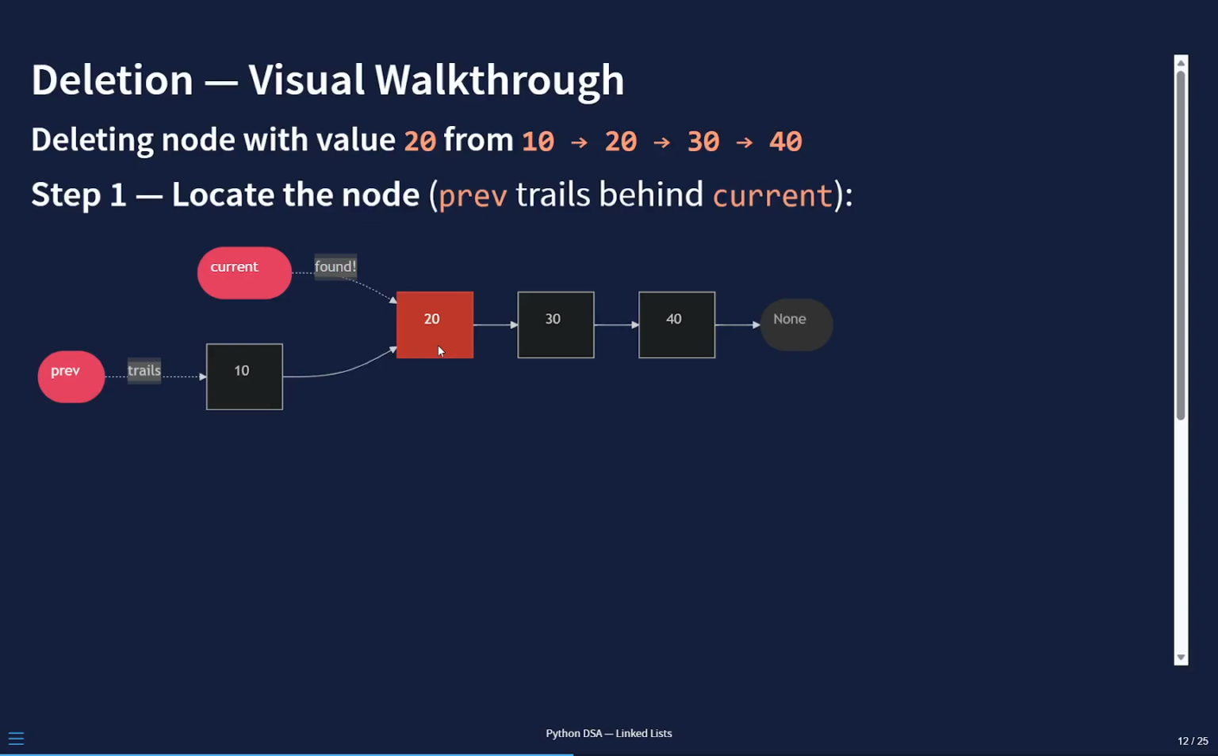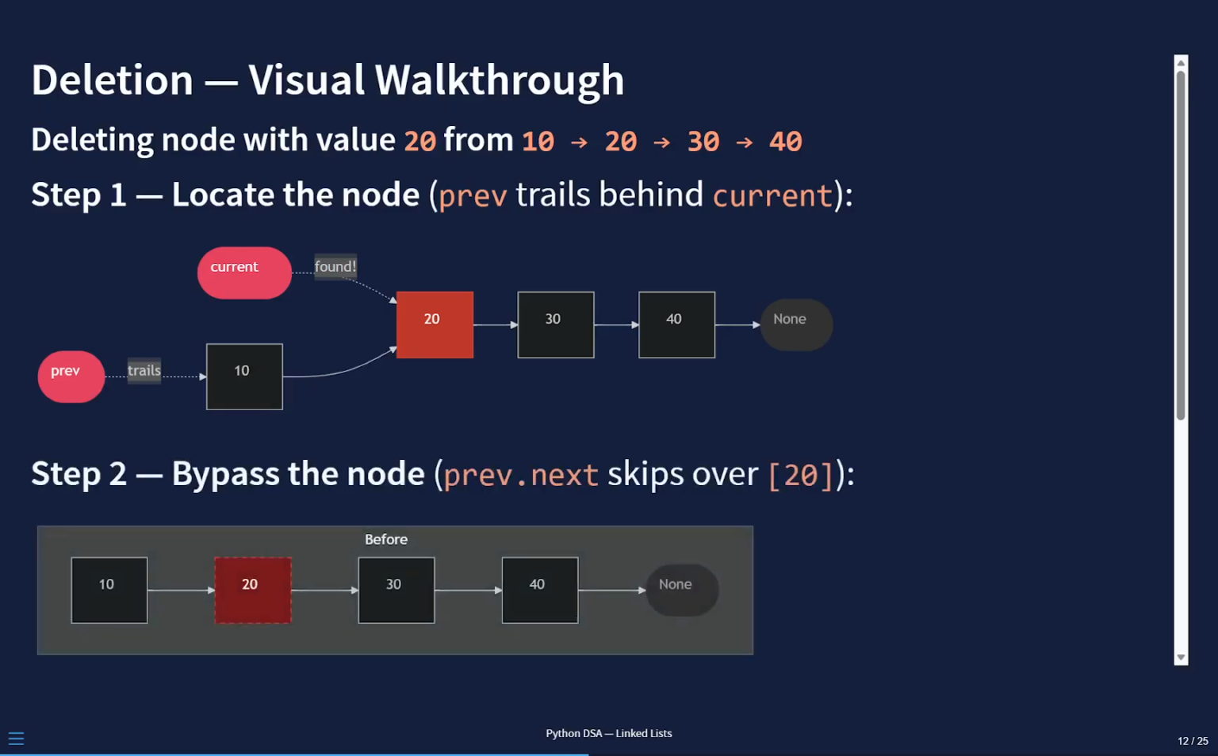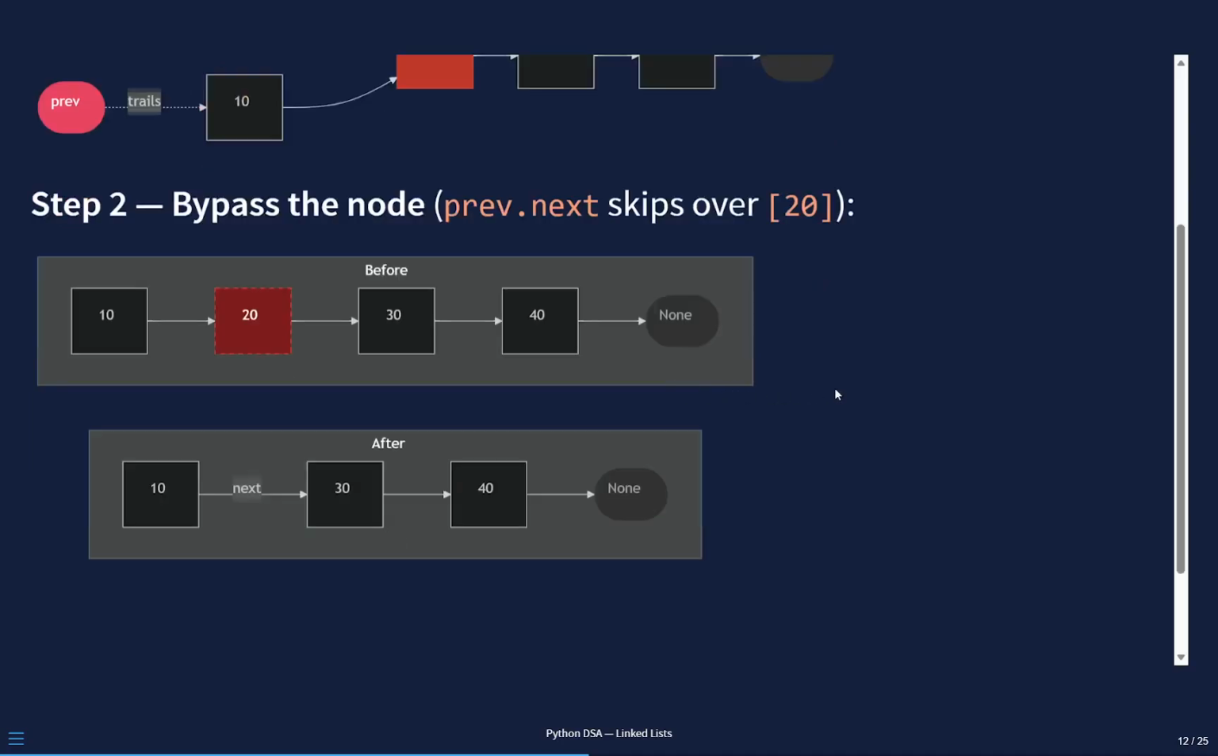Look at the after diagram. Node 20 is completely gone. The chain now reads 10 → 30 → 40 → None.